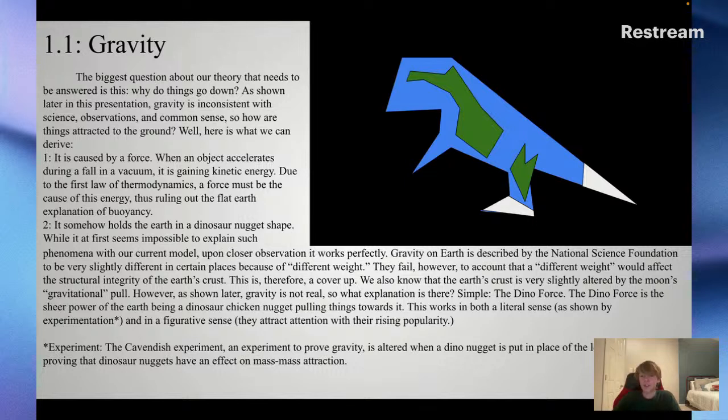The experiment in question is the Cavendish experiment, in which a ruler is suspended from the ceiling by a string, 2 low-mass objects are put onto it, and heavy-mass objects attracted, designed to be a proof of gravity. However, they don't consider the possibility of alternate forces. And 2, it is altered when a dino nugget is put in place of the lower mass object, proving that dinosaur nuggets have an effect on mass attraction, once again proving the dino force.